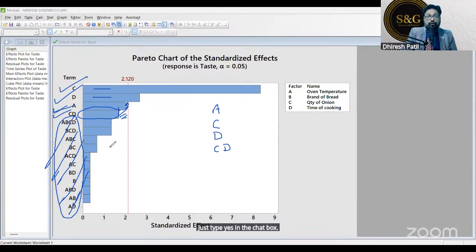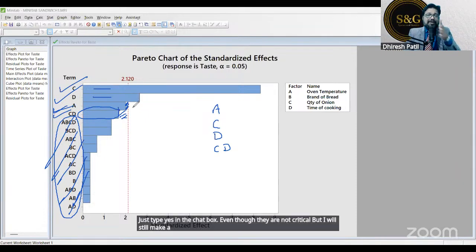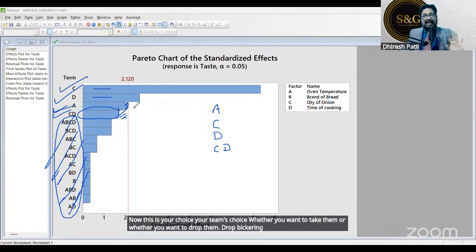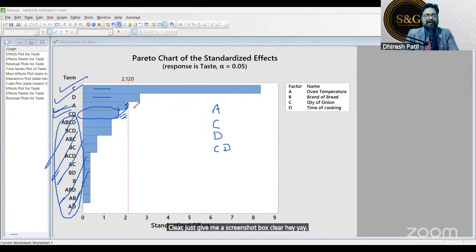Even though they are not critical, I will still make a model because they are very close to critical. Now this is your choice, your team's choice, whether you want to take them or whether you want to drop them. If we drop them, statistically it's the right thing. Clear? Just give me yes in the chat box. Is this concept clear? Just give me yes.